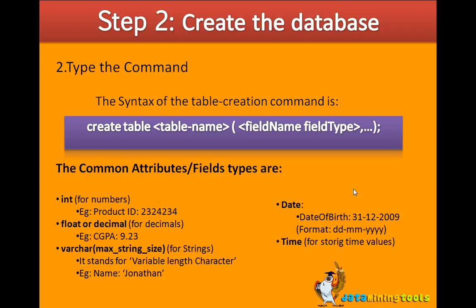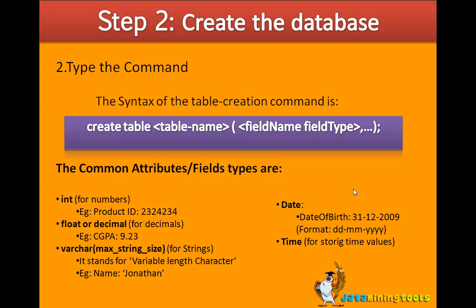Now the syntax to create a table is this: create table followed by the table name, and then you have the field names in brackets separated by commas. If you have more than one field, you can separate them with commas. So every field entity consists of two subparts. First is a field name followed by the field type.